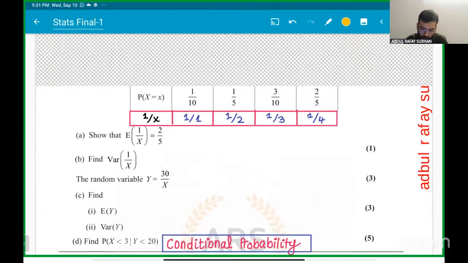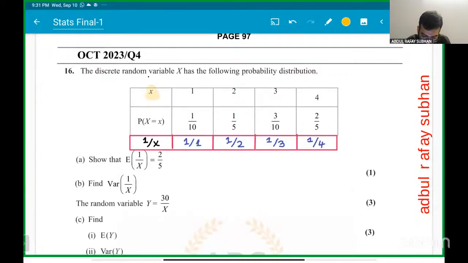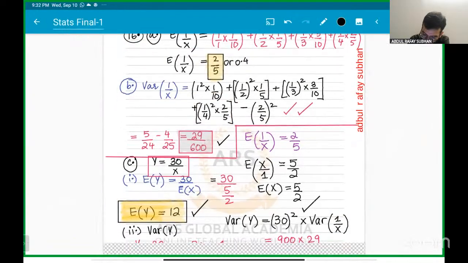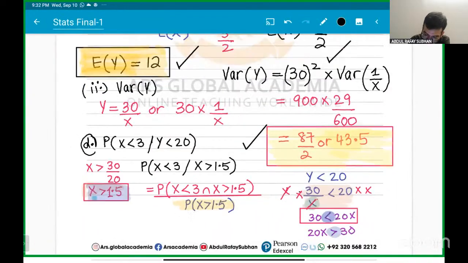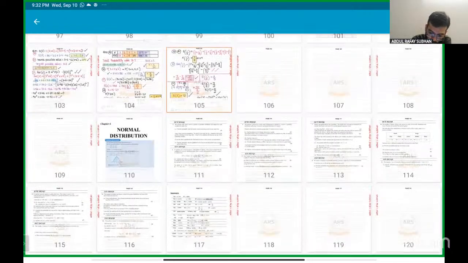Let's go back to the question. The probability of x needs to be greater than 1.5. As everyone knows, it's a discrete random variable. I'm telling you how you got the probability of x is greater than 1.5. What I'm trying to explain here is how you get the denominator. Just copy it down: probability of x is greater than 1.5.